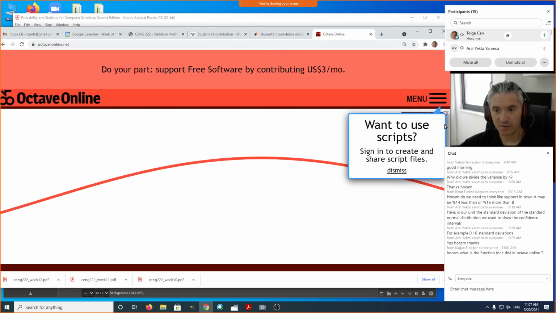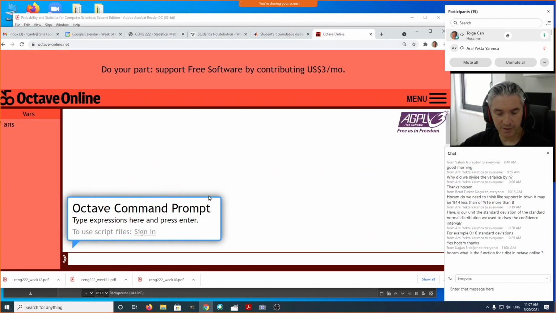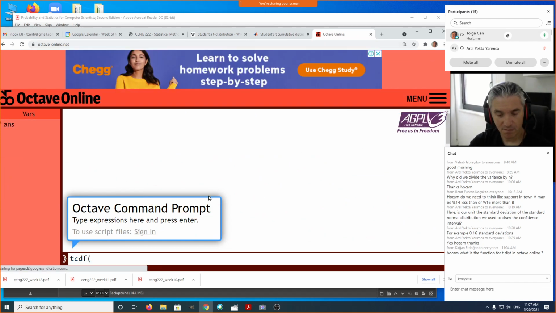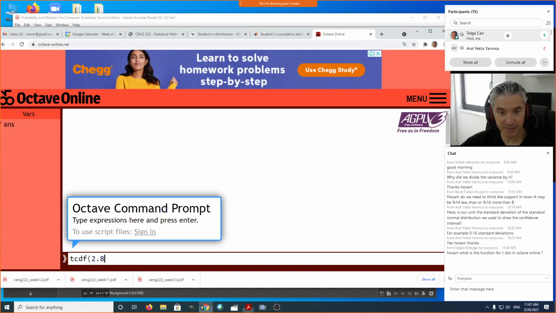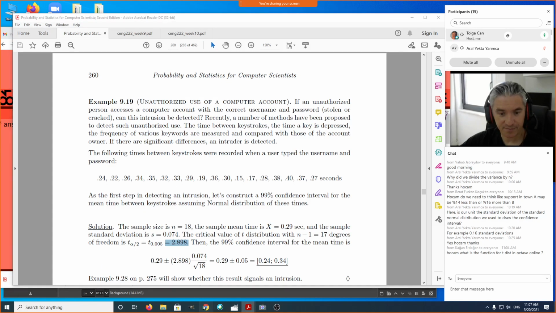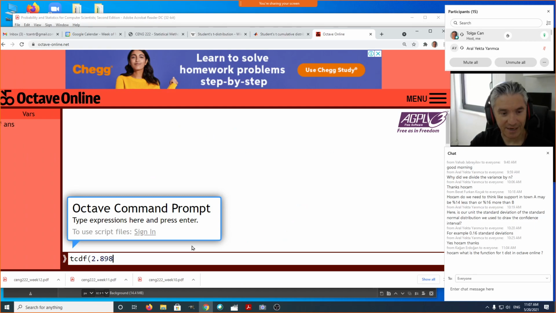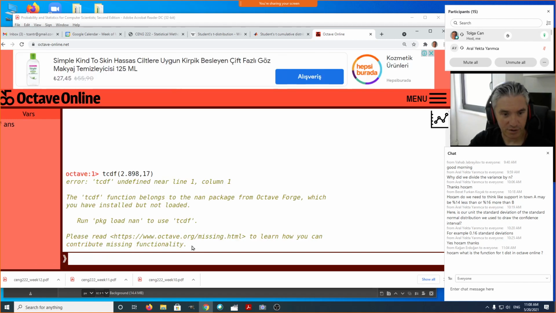Let's try that out. tcdf of 2.898, what was that one in the book? 2.898. It's going to give us 0.995, which you're expecting. So 2.898 and 17. I will probably say it's load the statistics package. Yes, the package loads.